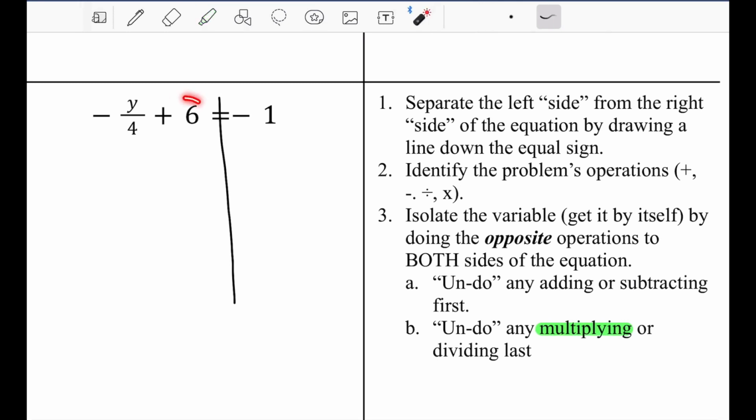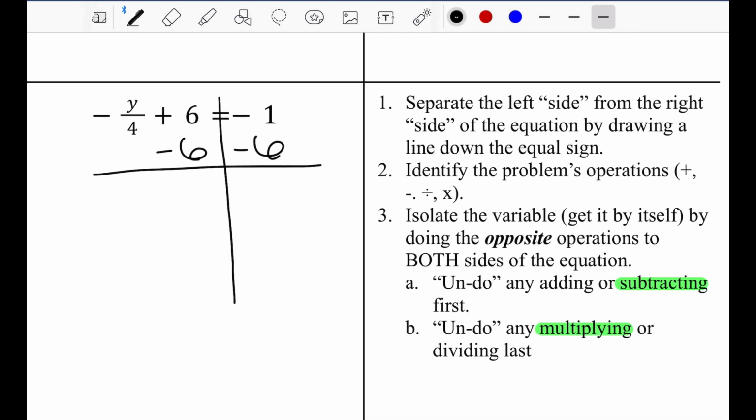The next thing that we see in this problem is a positive 6. The positive 6 means the same as plus 6. So we have addition in the problem. So in order for me to undo addition, I'm going to have to do some subtracting. Okay? So let's use what we just learned in order to isolate the variable in this problem. The first thing it says we have to undo is the addition, which by doing the opposite, is subtract. So I'm going to subtract 6 on both sides of my equation.